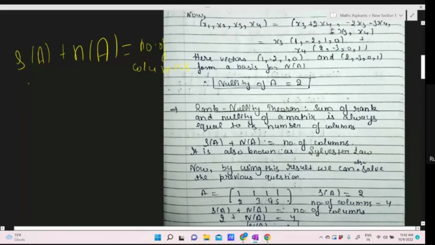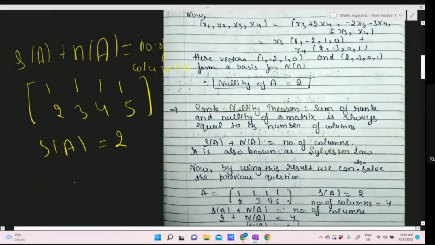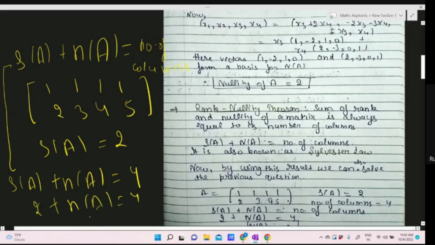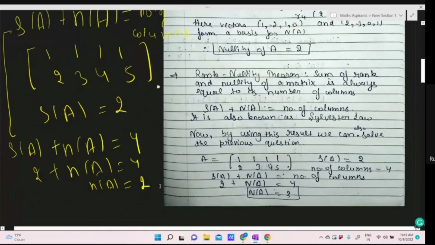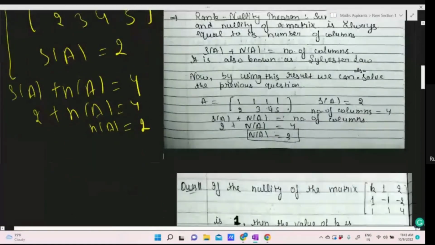Here, by solving the previous question with the help of this theorem, we can easily see here the rank of this matrix is 2. Now, by knowing this theorem, we can write rank of A plus nullity of A is equal to the number of columns, that is 4. Here rank of A is 2, so nullity of A will become 4 minus 2, that is 2. We can also solve the above question by using this theorem.